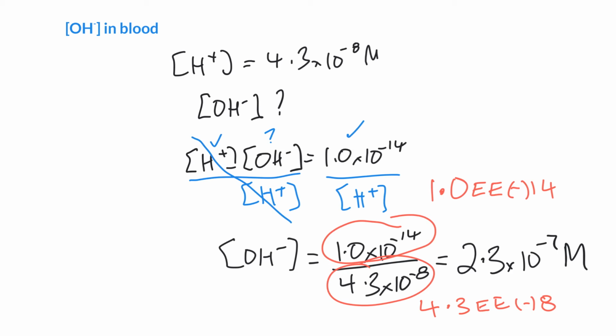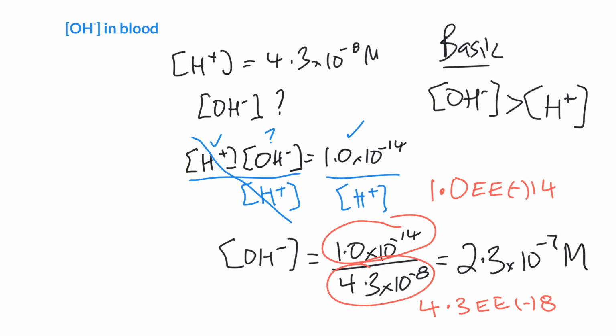You might also be interested, is this acidic or is it basic? If it's acidic, the H plus concentration is actually bigger than the OH minus concentration. If it's basic, the OH minus concentration is bigger than the H plus. The OH minus concentration is 2.3 times 10 to the minus 7, and the H plus is 4.3 times 10 to the minus 8. So 10 to the minus 8 is smaller than 10 to the minus 7 by a factor of 10. And this number here, I believe, is about 5 times bigger than this number here. So it is definitely a basic solution, and most blood tends to be basic. The fundamental definition of basic versus acidic is that it is basic if the OH minus concentration is the bigger of the two concentrations. So this is basic.